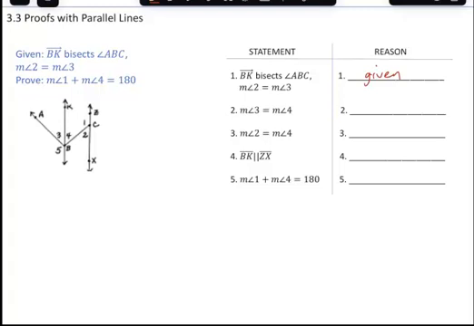So BK bisects angle ABC. So here's angle ABC. BK is right here. So the fact that that bisects means that these angles are the same. So as we label this, let's find that statement. So where is the statement that angle 3 is equal to angle 4? Step 2. And what justifies that? What word?